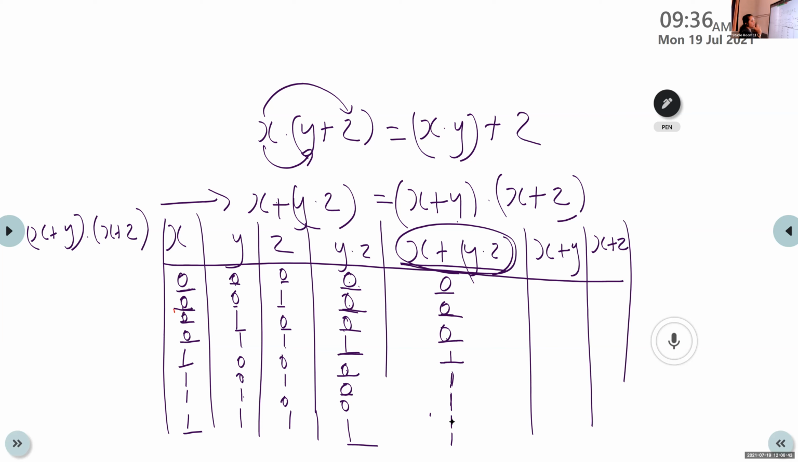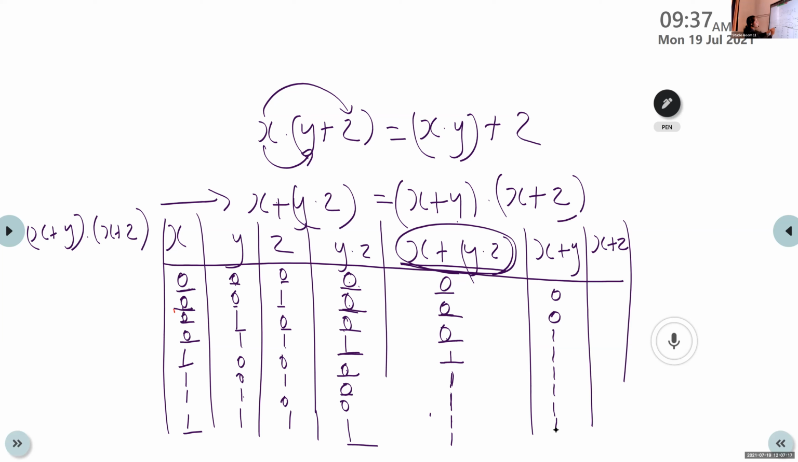Then now we need to read the x plus y column. Okay. 0, 0, 0, 0, 1, 1, 1, 1. That is 0001. That is x plus y.